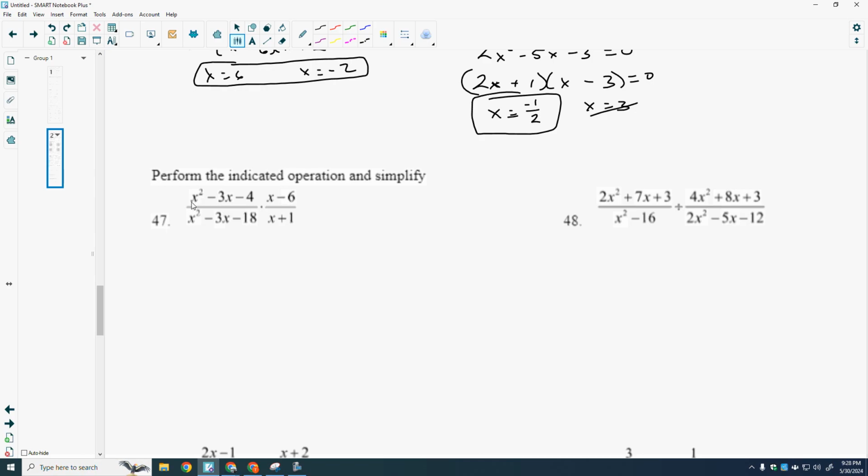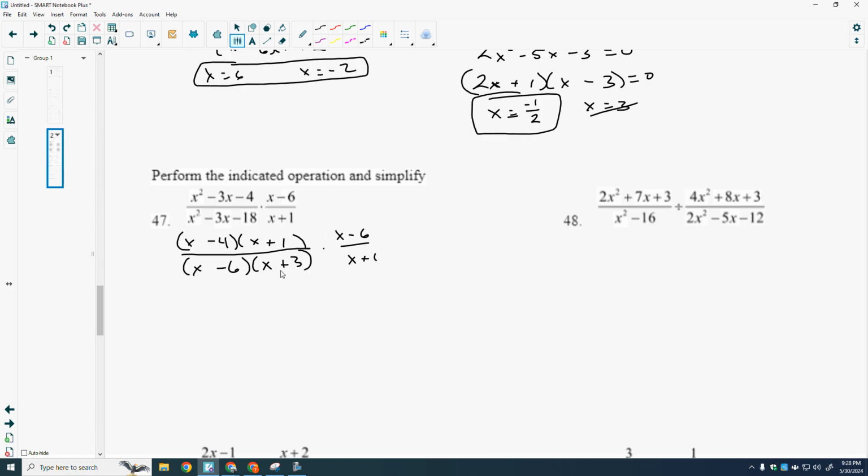All right, top factors into x and x. Factors of 4 that subtract to give me 3 are 4 and 1. I want a -3, so the 4 is negative on the bottom. Factors of 18 that subtract to give me 3 would be 6 and 3. Again, I want a negative, so the larger number is negative. These here are already factored as far as we can go. It's not division, so I just simply leave them alone.